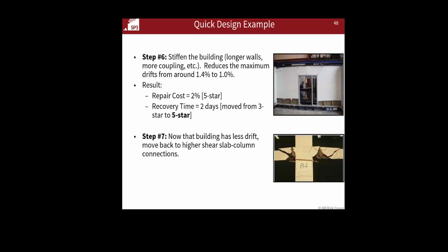So now that we're there, let's see if we can loosen things up a little bit. Right, we already stiffened the building, so since I stiffened the shear walls, can I go back to the higher shear connections for the slab column gravity connections? Right, because my drift's lower now, so can I go back to that? And if I do that, it works, right, because I reduced the drifts, so I reduced the demands on those connections, so I can go to the higher shear connections. So I don't need bigger gravity columns, I don't need thicker slabs.